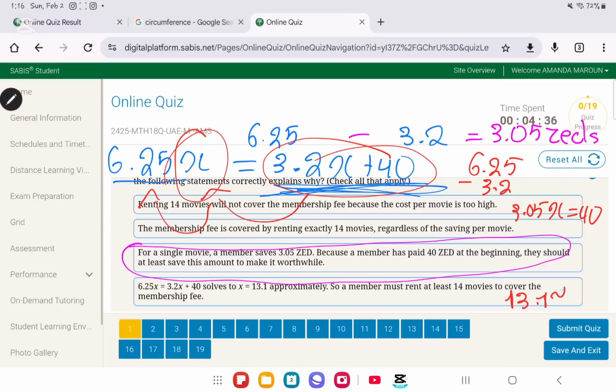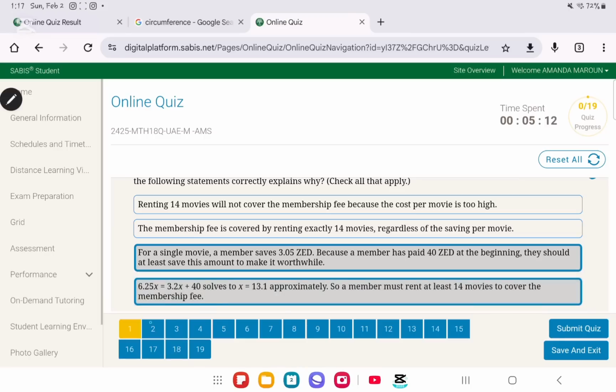Now 13.1 you're gonna round up. Why? Because you cannot have 13 point something movies. Here you're gonna round it to the higher number, so 14 movies, even though it's gonna cost a bit more. If you have a decimal and you're talking about an object that cannot be split, for example movies, people, cars, like you cannot have 3.5 cars, so you'll have a car, another car, and then half of the car. That doesn't make sense. So that's why if you have point something, you will directly take it to the bigger number, which is 14. So this one and this one is correct.